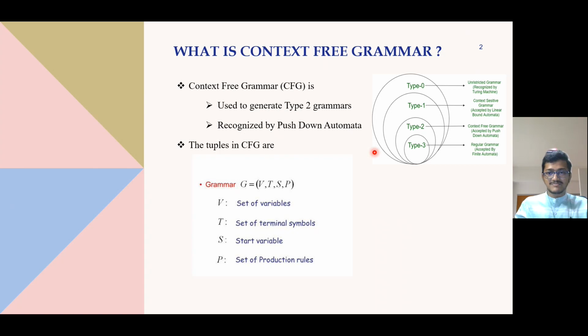Now, this is vividly described by the right-hand side diagram over here, which explains the hierarchical order of all the types of grammar, that is type 0, type 1, type 2, and type 3, upon which type 2 is denoted by context-free grammar. Now we shall see the various tuples which are present in context-free grammar, which is abbreviated as CFG. The tuples used here are V, T, S, and P, where V denotes the set of variables, T denotes the terminal symbols, S denotes the start symbol, and P denotes the production rules.